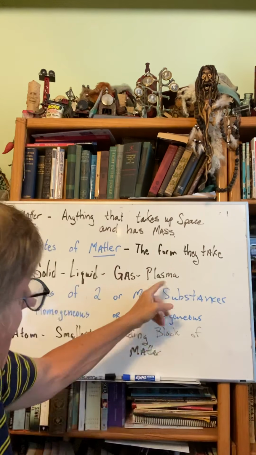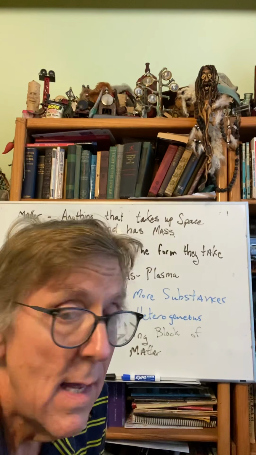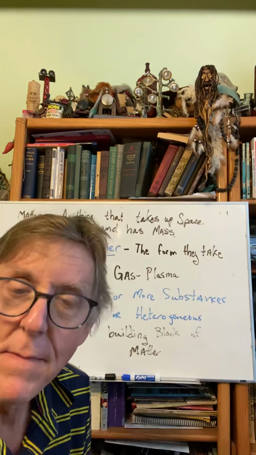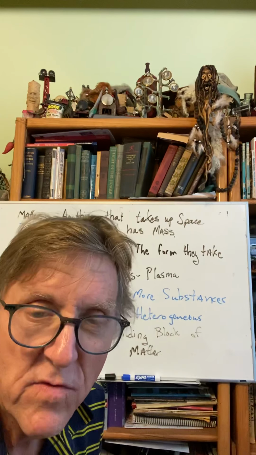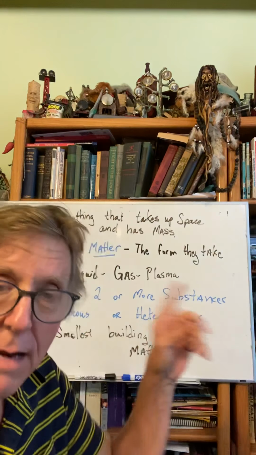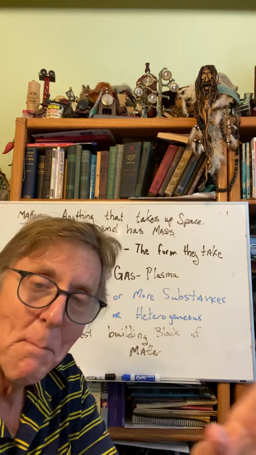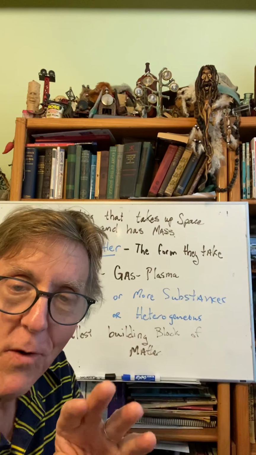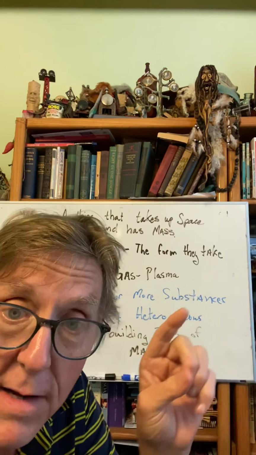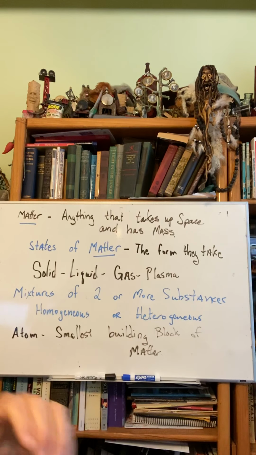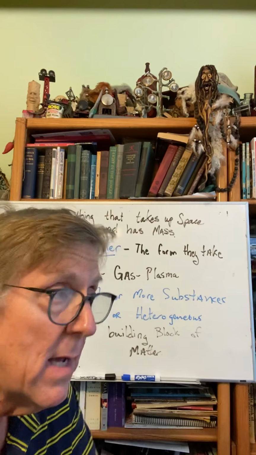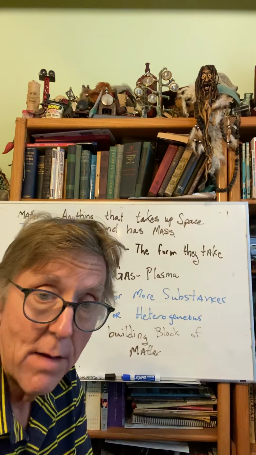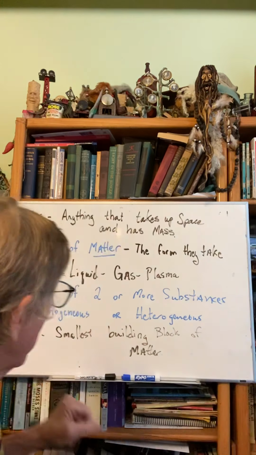Now, there's one other state, and it's called plasma. By the way, I'm a biologist. I'm not a chemist, and I'm certainly not a physicist. I honestly can't tell you exactly what it is, but plasma is a fourth state that matter can take. And so we're just going to leave it at that, because we're not going to talk about plasma during the course of this class this summer.